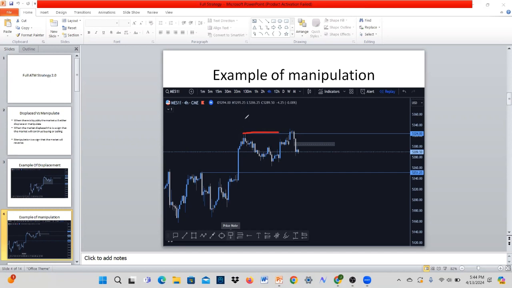So we have our liquidity here. And instead of the market doing something like this, notice how the market shot up here. This is displacement. Let me just put a D to show that this is displacement. And notice we have a resistance / liquidity area here.